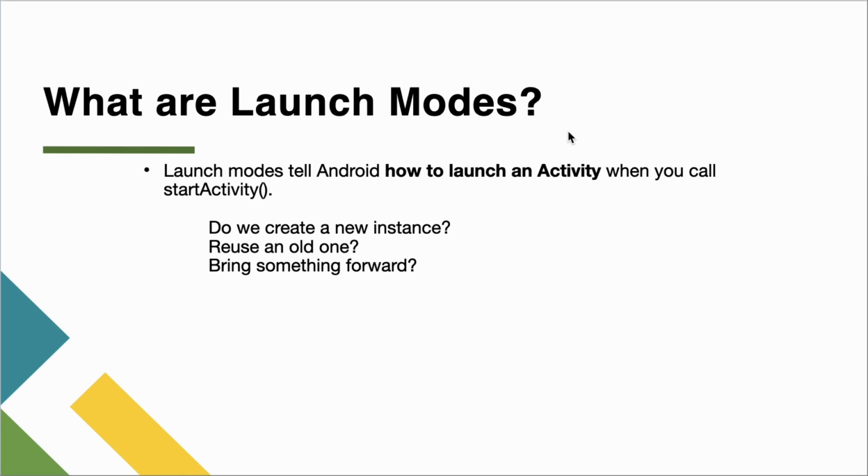Basically, launch modes tell Android how to launch an activity when you call start activity. Okay, so do we create a new instance whenever we are launching any activity, or do we reuse an old one, or we bring something forward? So these are the questions about launch modes. Think of launch modes like rules for how many times you can open the same page in a browser. Sometimes we want multiple tabs, sometimes we want only one, and sometimes we want a completely separate window. So that is what the launch mode is basically about.